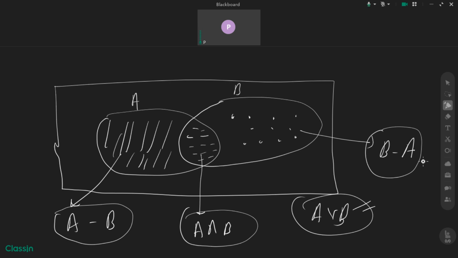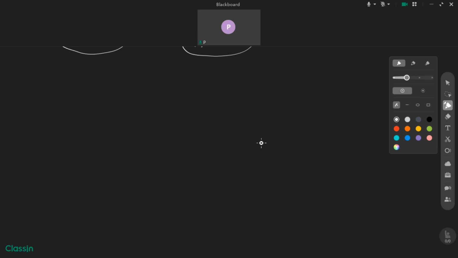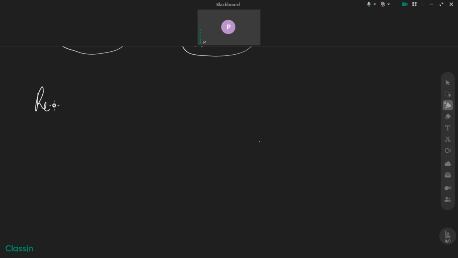Now let us see some properties of all these three operations, some general results that we will see from these three operations. Let us move to some results of all these three operations. Let us see the first result.